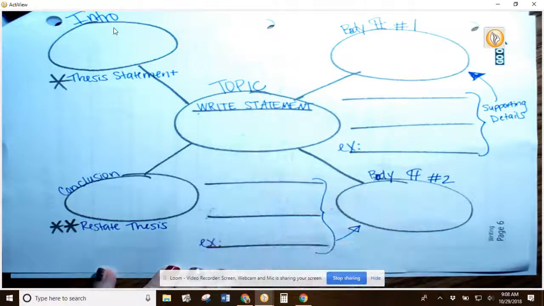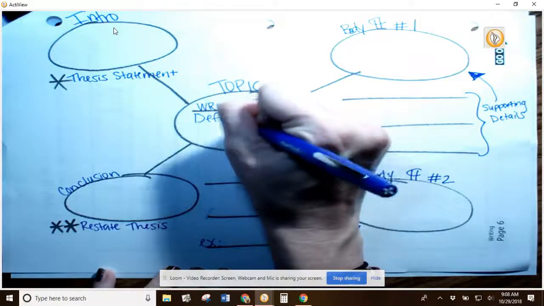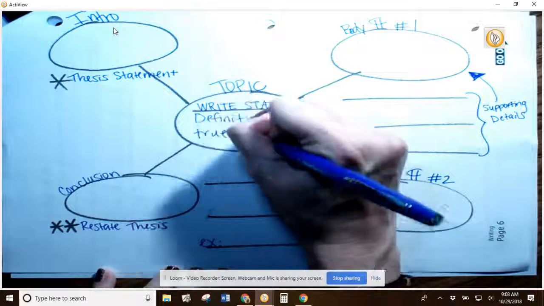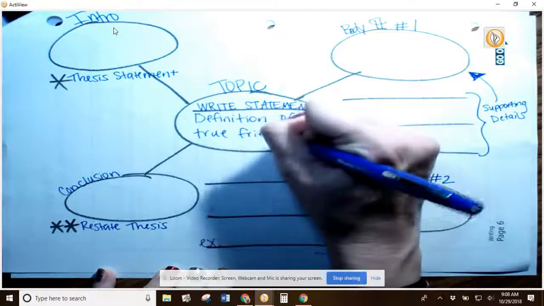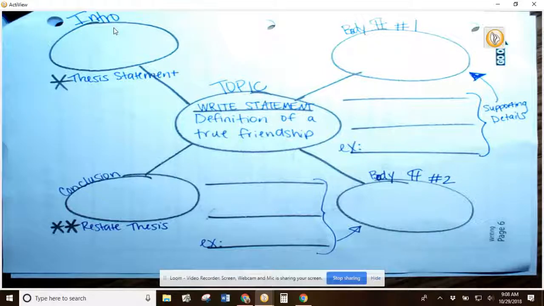So what should go in the middle? What was the topic? What is the basis, the main idea of our essay? More specifically, not just friendship, what does the prompt say? Your definition of a true friendship. That's the basis of our essay, the topic that we want everything in our essay to tie back to and support.